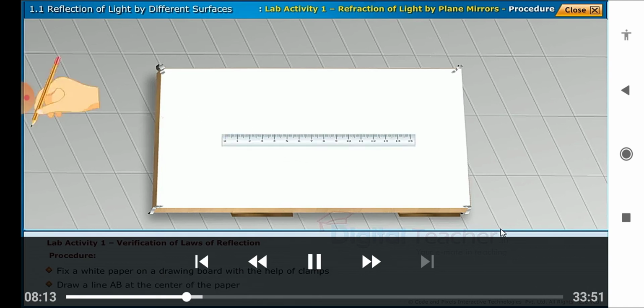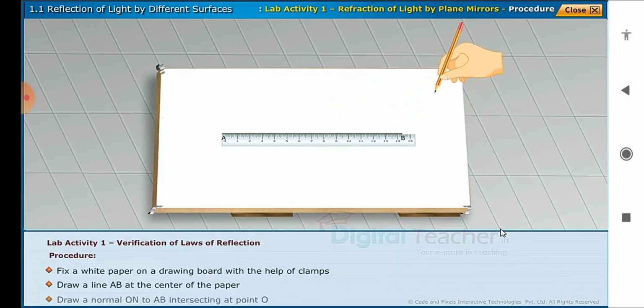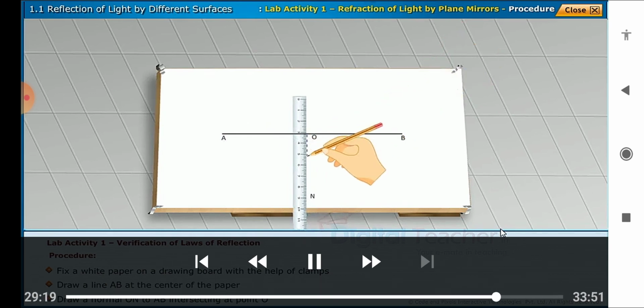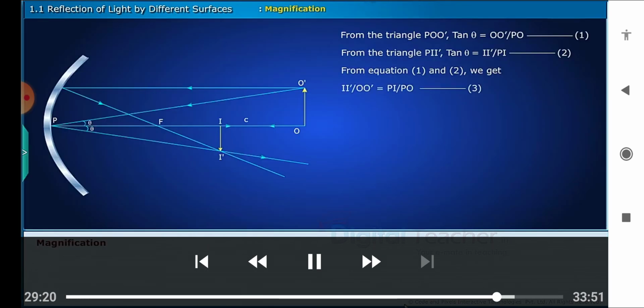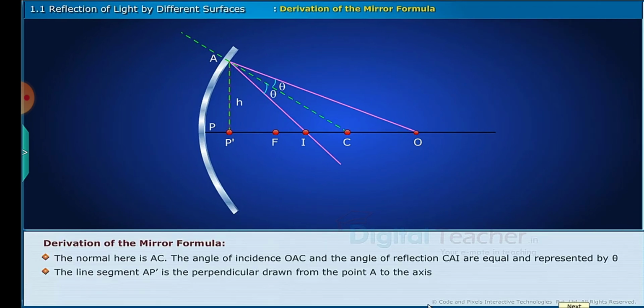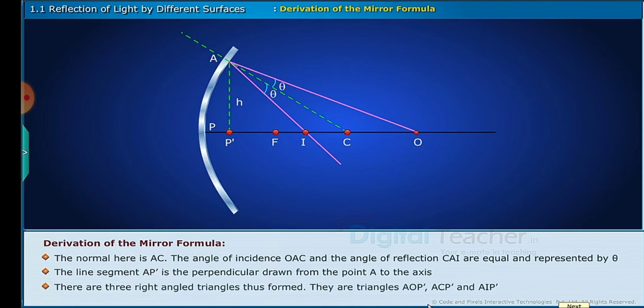Draw a line AB at the center of the paper. Draw a normal ON to AB intersecting at point I, I dash, with angle OO dash equal and represented by theta. The line segment AP dash is the perpendicular drawn from the point A to the axis. There are three right angle triangles thus formed. They are triangles AOP dash, ACP dash and AIP dash.